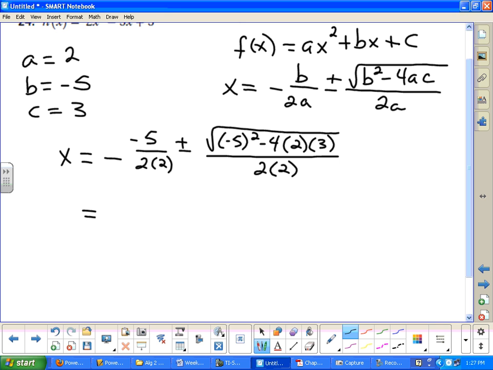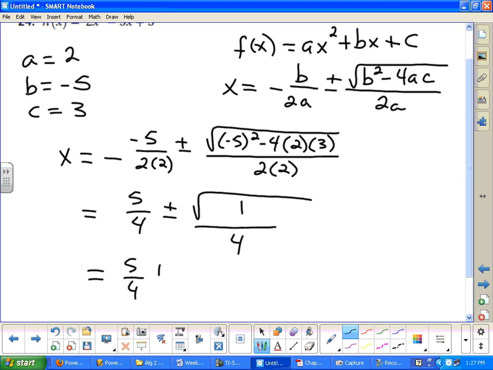So here we have 2 negatives, so we have positive 5/4. Under the radical, we have 5 squared is 25, and minus 24, right? What's 25 minus 24? 1. Oh, that works out nice. What's the square root of 1?